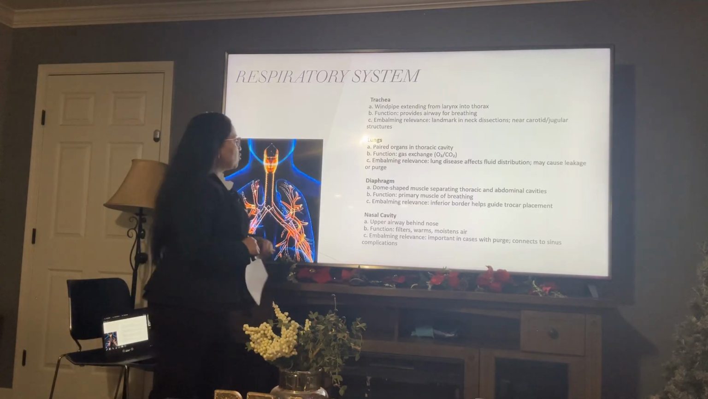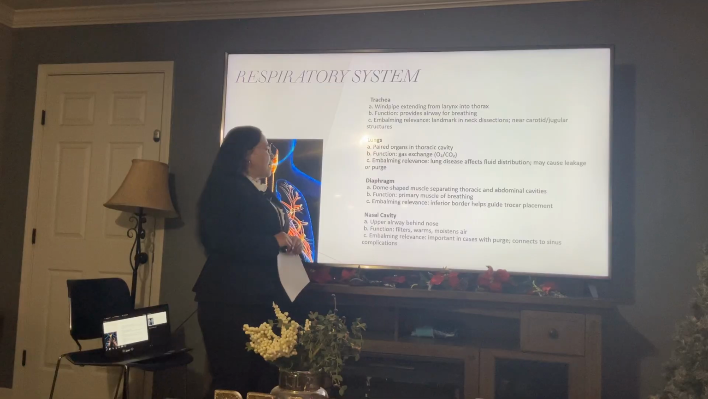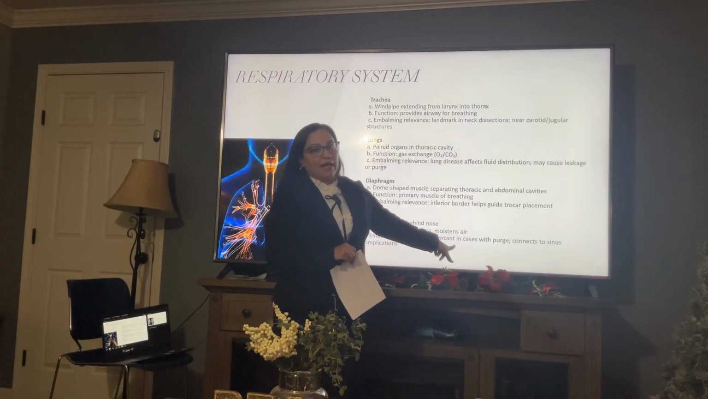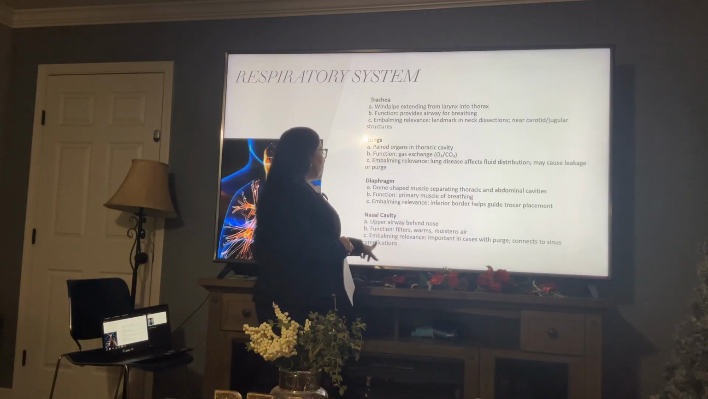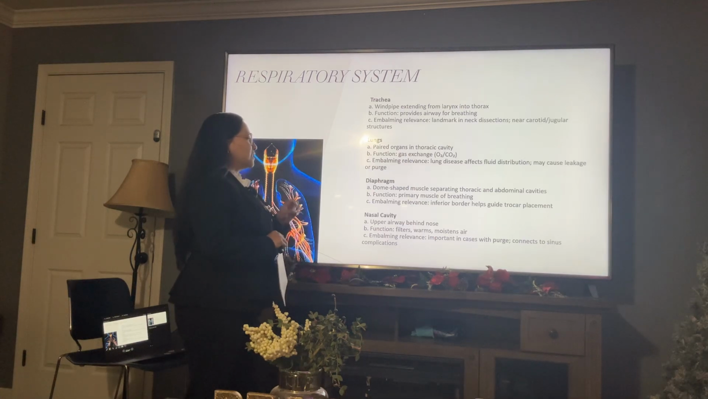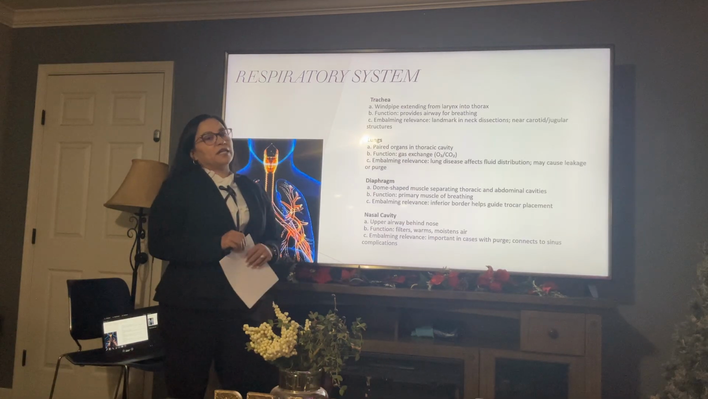The next structure is the nasal cavity, and it's the upper airway behind the nose. The function is it filters, warms, and moistens air. Embalming relevance is important in cases with purging, connects to the sinuses and complications.